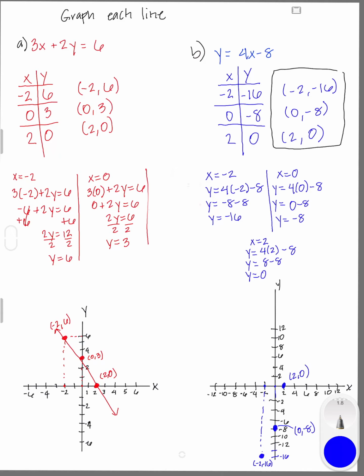And then we can connect the points. This is supposed to form a line. Mine is going to be a little bit crooked, but the idea is that it's a straight line. And that's how you graph linear equations by using a table of values. Again, you choose the values you want to use either for x or y, you plug them in, you complete the table, and then you plot the points on the coordinate system.